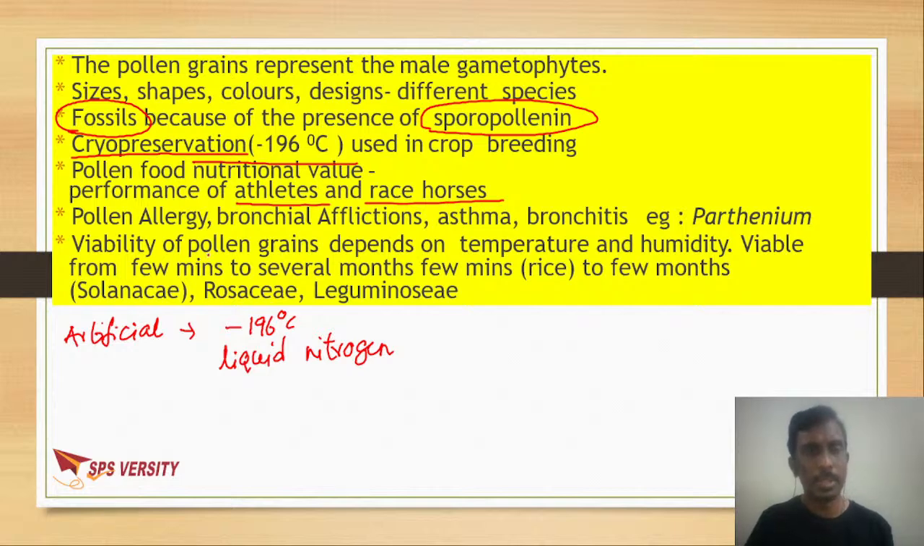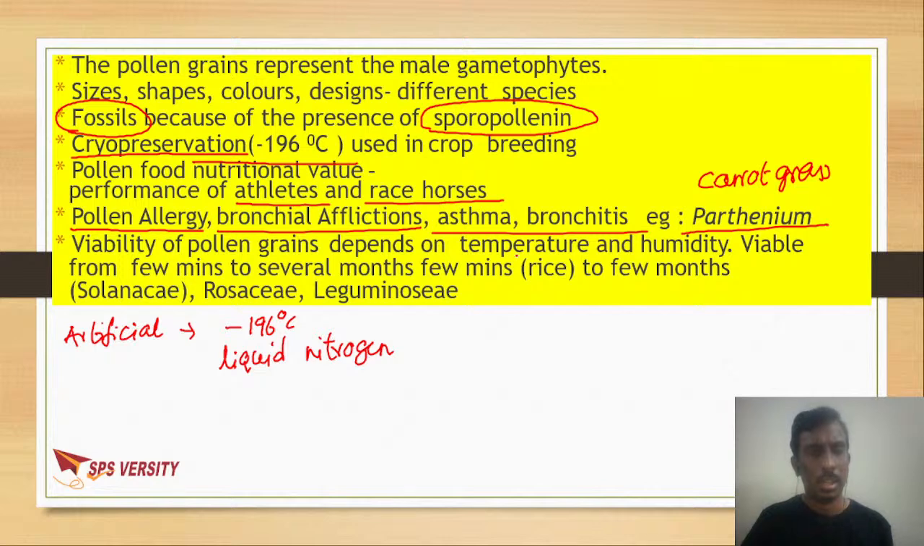At the same time, there are some harmful effects of pollen grains. Not all the pollen grains, a few pollen grains. Some few pollen grains cause allergy, bronchial afflictions, asthma, bronchitis. Like pollen grain of Parthenium, which is commonly called carrot grass, where they cause asthma and bronchitis.